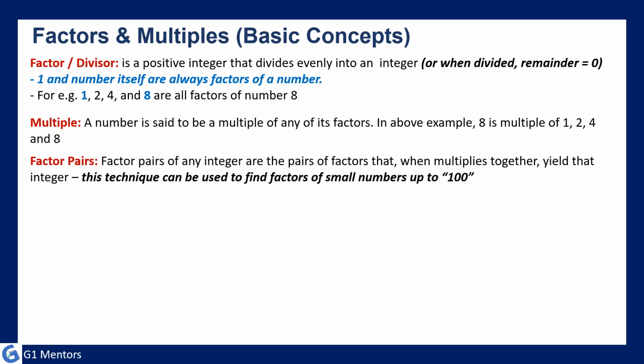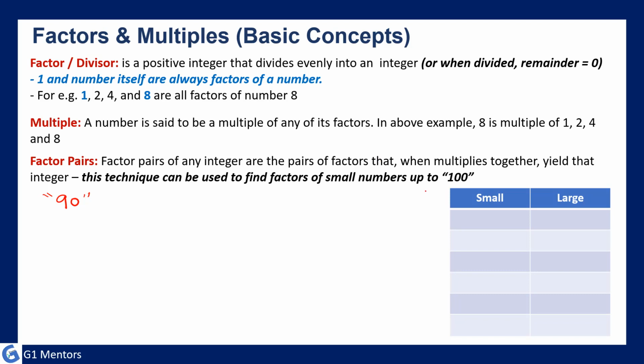If a problem solving question comes asking how many factors there are of a particular number, and the number is small, let's say less than 100, you may use factor pairs for a quick solution. So let me take an example of the number 90. For 90, I need to find how many factors there are. So I'll use the factor pairs technique. First I'll build two columns. One column I'll name small and one I'll name large.